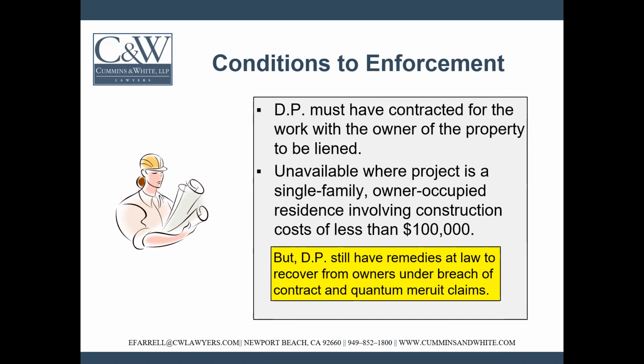However, even if the design professional lien statutes are not available, the claimant still has remedies at law, which means that they could still bring claims for breach of contract and quantum meruit against a homeowner when services have been provided which improve the property in which the design professional has not been paid.